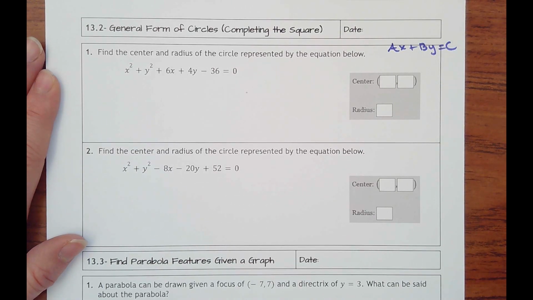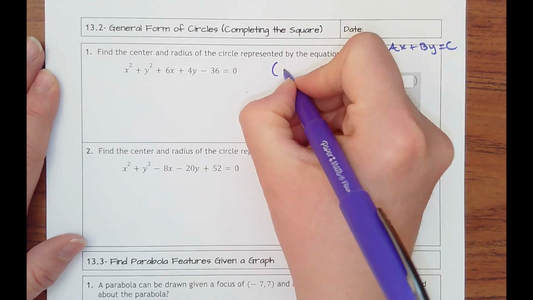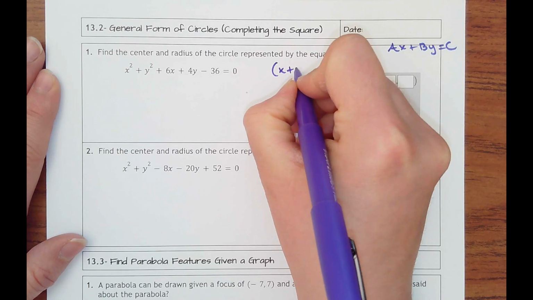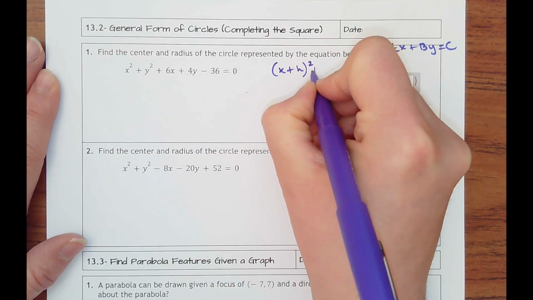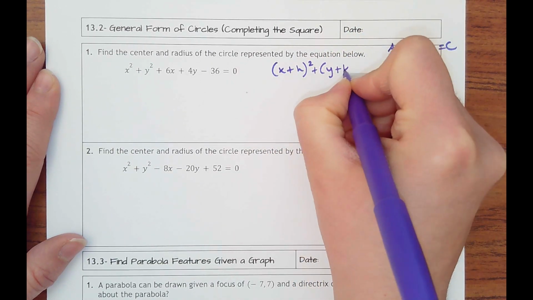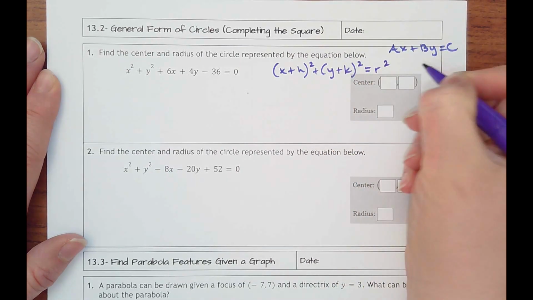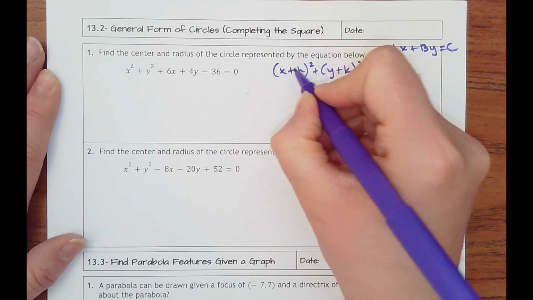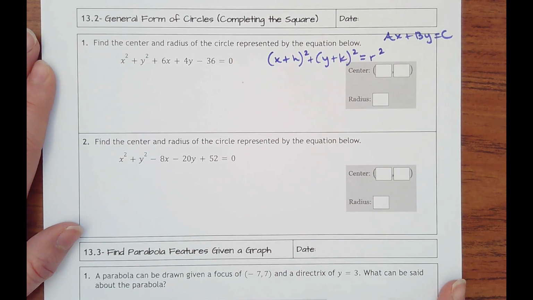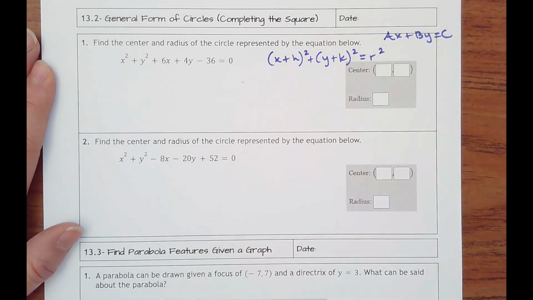So our job is to make it look like x, remember, x plus h quantity squared plus y plus k quantity squared equals some number squared, and really that should have been minus, but it could be plus or minus. So we're trying to get it to where it's something squared.